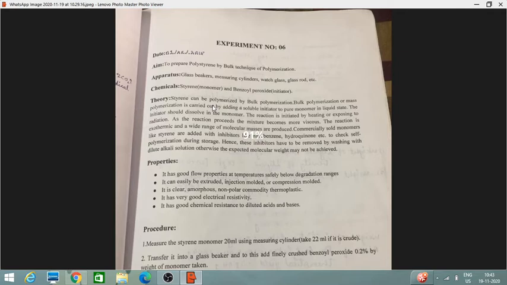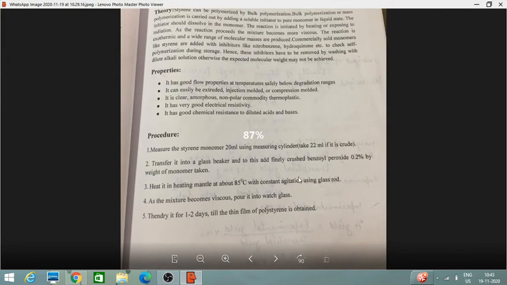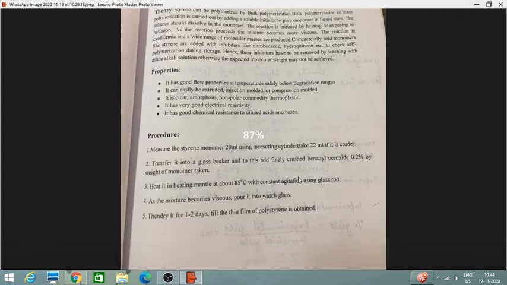Very simple procedure. Measure 20 ml of styrene monomer using a measuring cylinder. Transfer it to a glass beaker and add finely crushed benzoyl peroxide, 0.2% by weight of the monomer taken. So suppose you have taken 18 grams of styrene, you will have to add 0.04 grams of benzoyl peroxide. A weighing balance is there, you should be able to weigh it very easily.